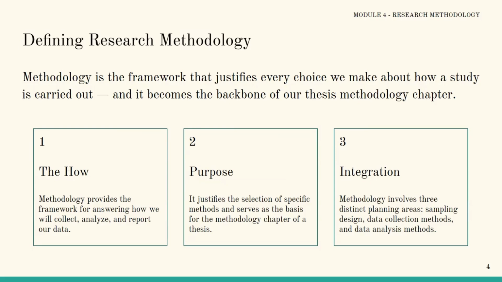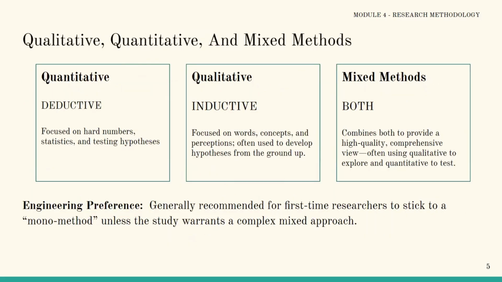Finally, methodology involves integration of the 3 distinct planning areas: sample design, data collection methods, and data analysis methods. So in the methodology chapter, there are 3 core types of methodology. First one is quantitative, second one is qualitative, and finally a combination of both, so mixed method.